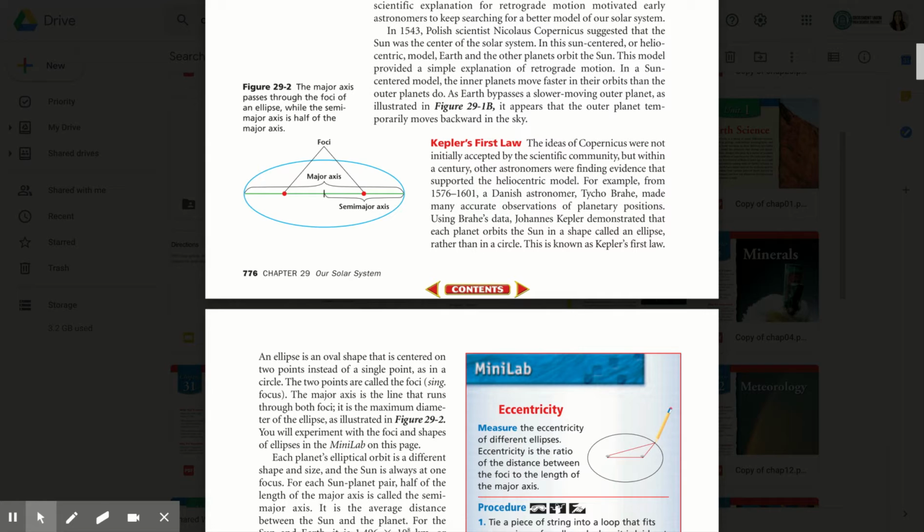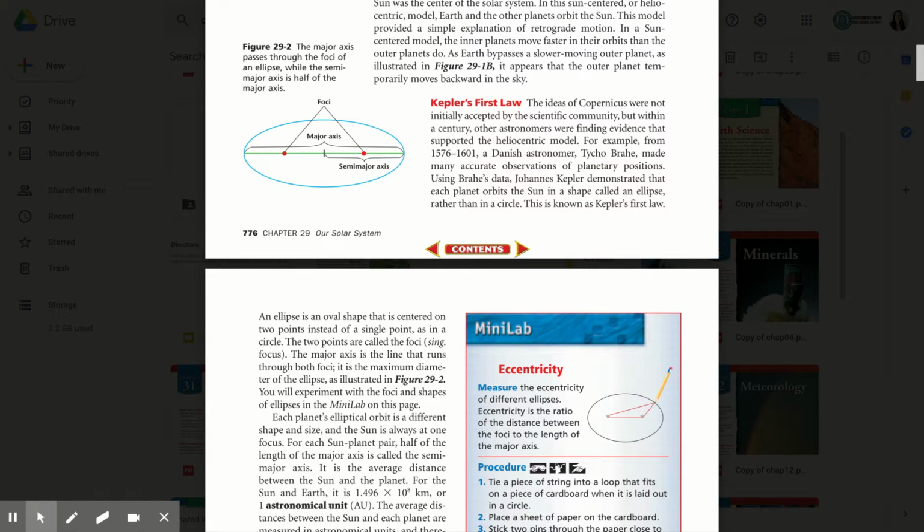Kepler's first law. The ideas of Copernicus were not initially accepted by the scientific community, but within a century, other astronomers were finding evidence that supported the heliocentric model. For example, from 1576 to 1601, a Danish astronomer, Tycho Brahe, made many accurate observations of planetary positions. Using Brahe's data, Johann Kepler demonstrated that each planet orbits the sun in a shape called an ellipse, rather than in a circle. This is known as Kepler's first law.